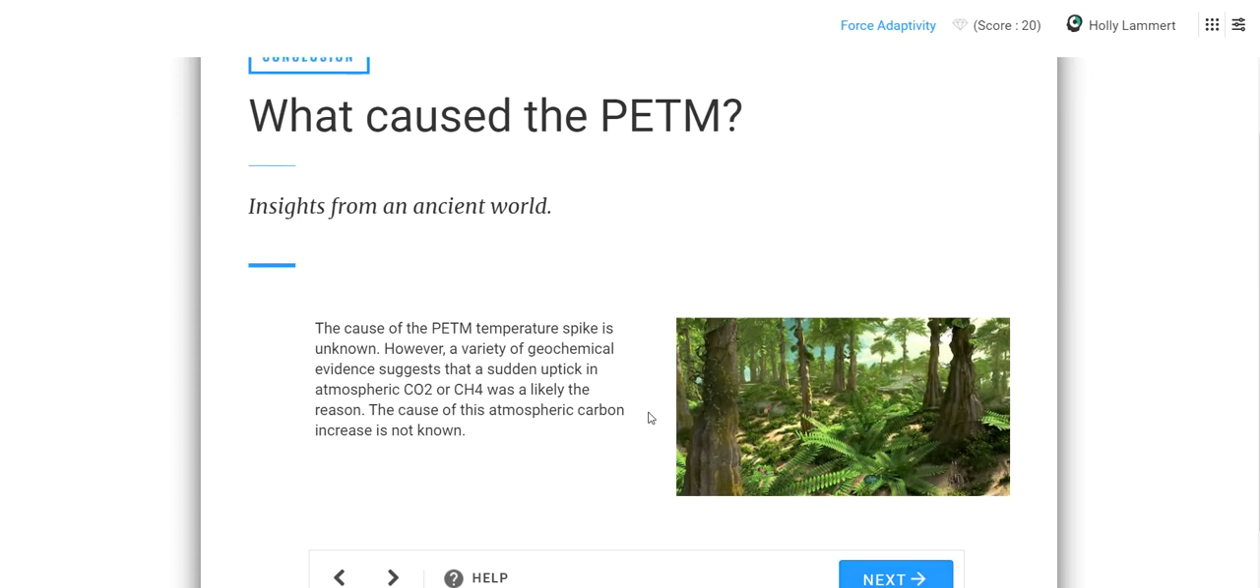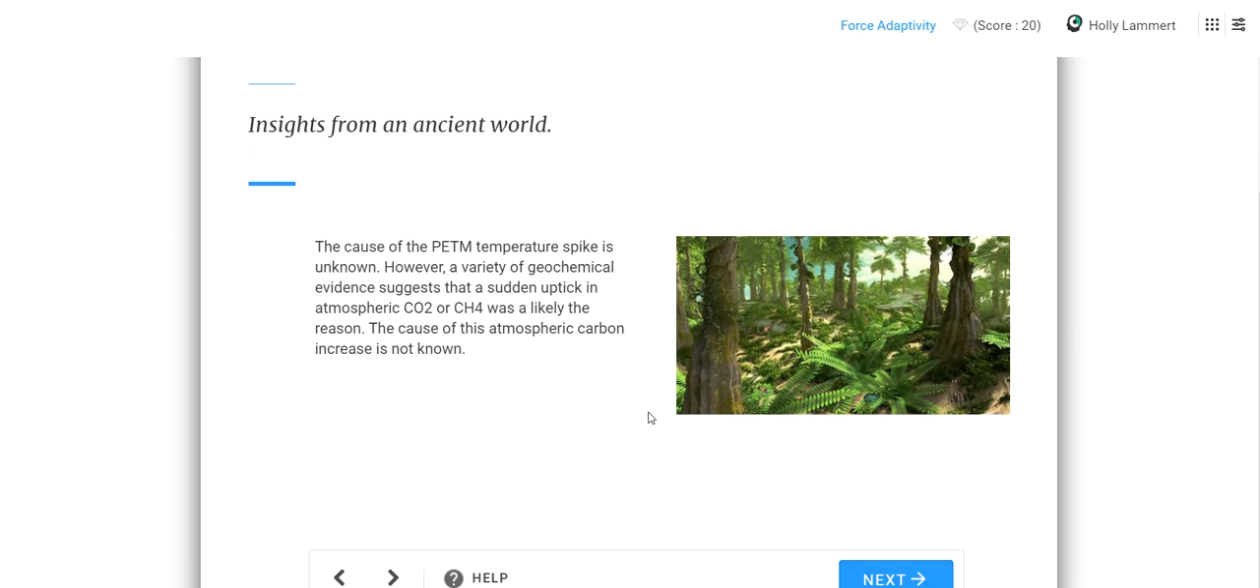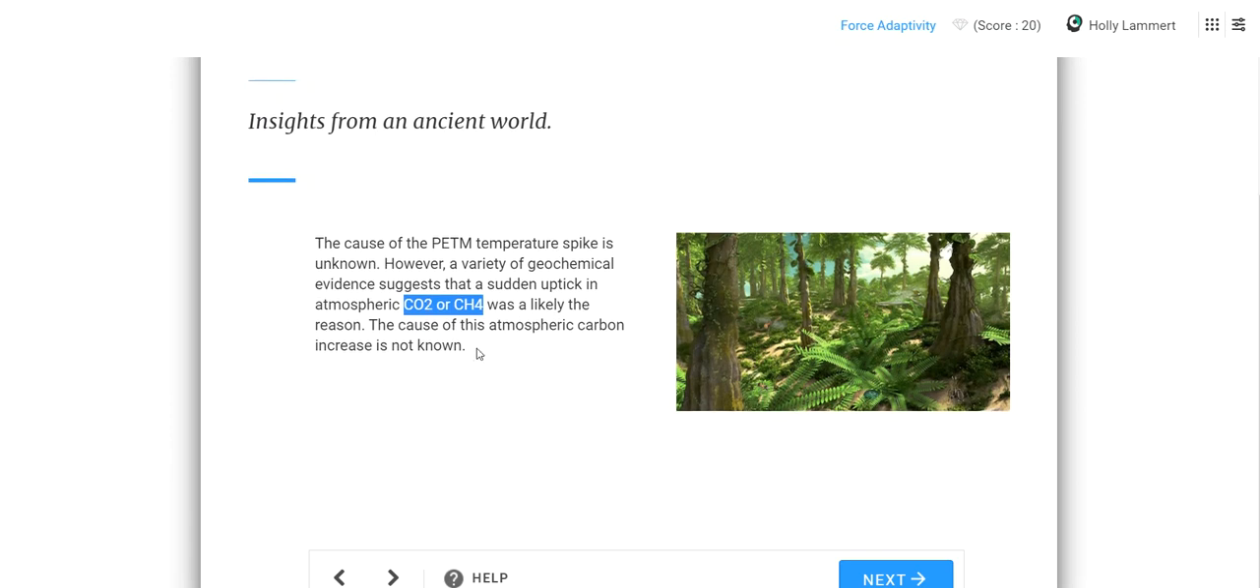Insights from an ancient world. The cause of the PETM temperature spike is unknown. However, a variety of geochemical evidence suggests that a sudden uptick in the atmospheric CO2 or CH4, and that's carbon dioxide and methane, was likely the reason. The cause of this atmospheric carbon increase is not known.